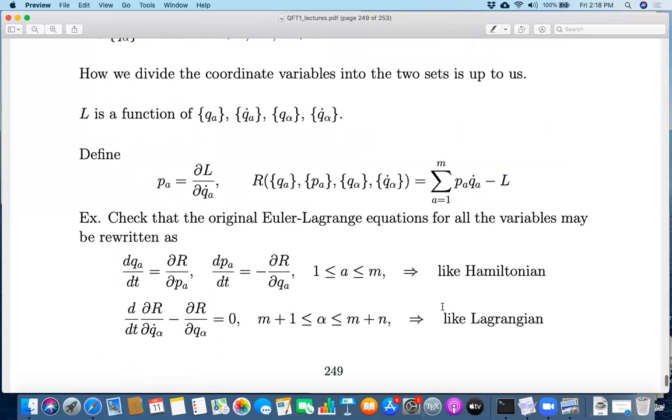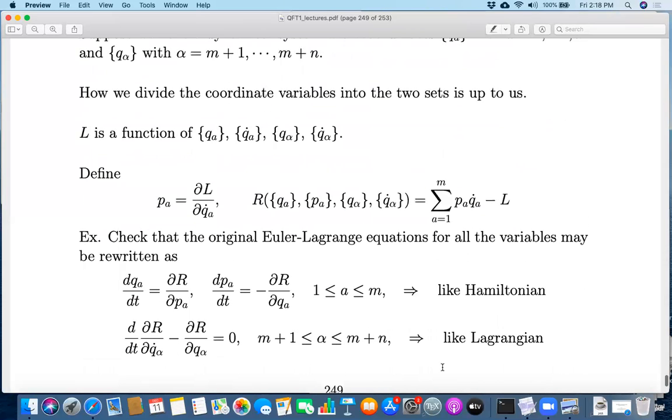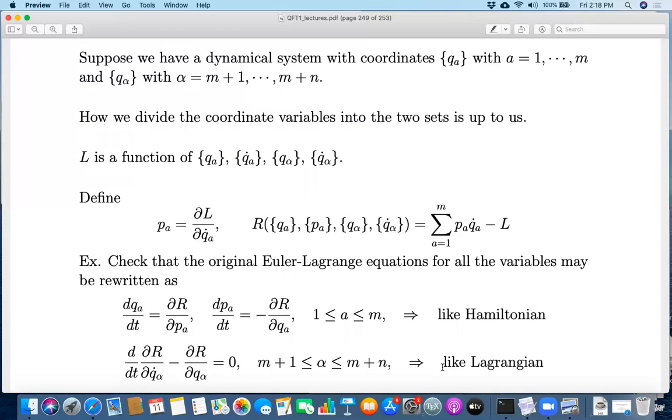So I'll leave it as an exercise for you to check. The Euler-Lagrange equations, right? What are the Euler-Lagrange equations? d/dt of del L del Q dot equal to del L del Q, for all Q's. That's the starting point of the Lagrangian formulation. What I'll leave as an exercise is to check that the original Euler-Lagrange equations, which are d/dt of del L del QA dot minus del L del QA equal to 0, and d/dt of del L del Q alpha dot minus del L del Q alpha equal to 0.